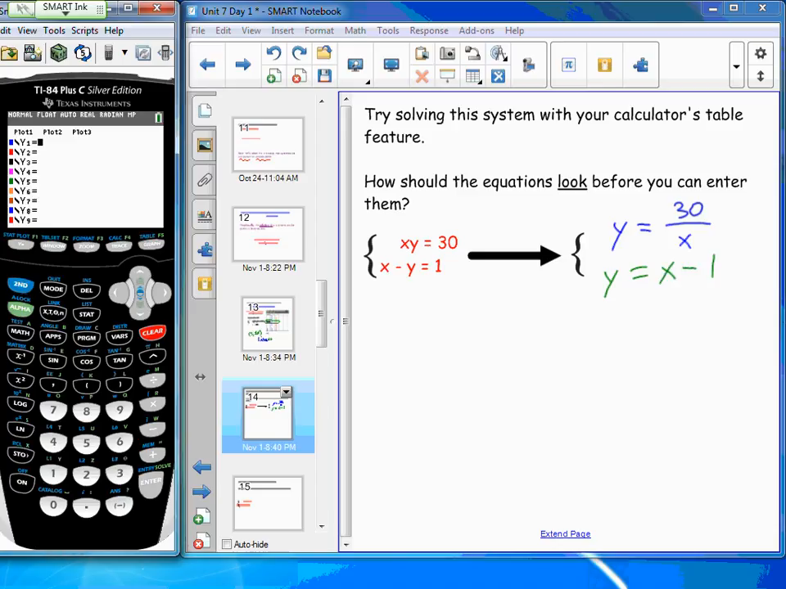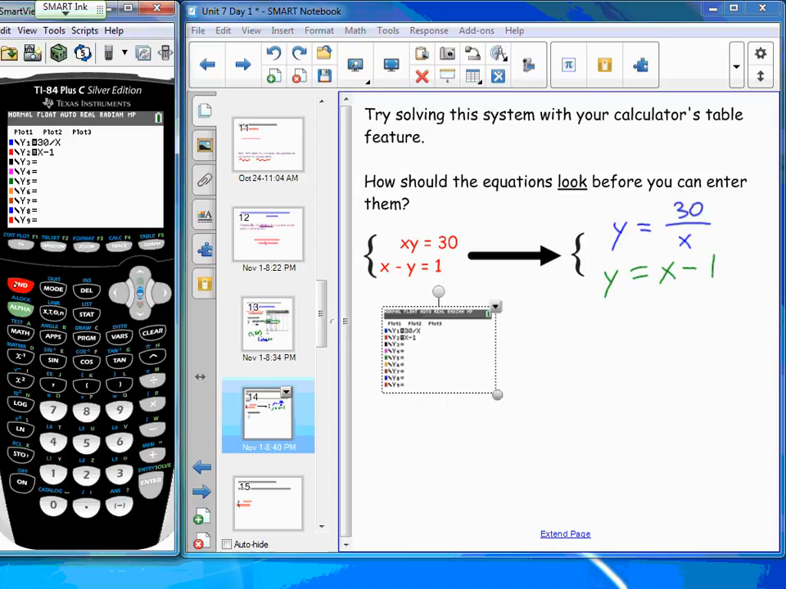You can verify that you get the same thing. After rearranging to solve for y, we're ready to go with our y equals menu. Now you see we can enter them. My first one, 30 over x, I'll put equal to y1. My second one, y equals x minus 1, I'll put as y2. Everybody make sure you have yours entered correctly. Is that good? All right, we're checking this out on the table now.